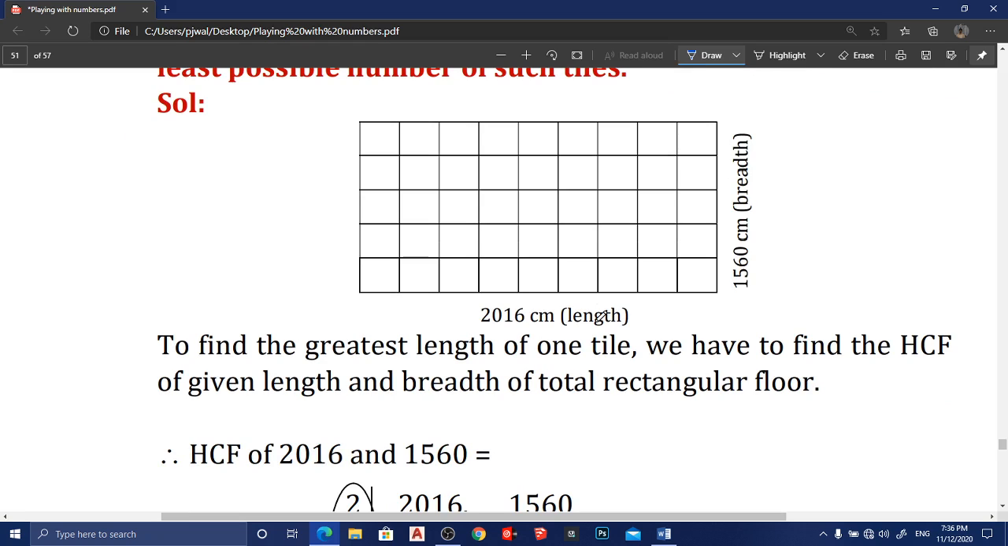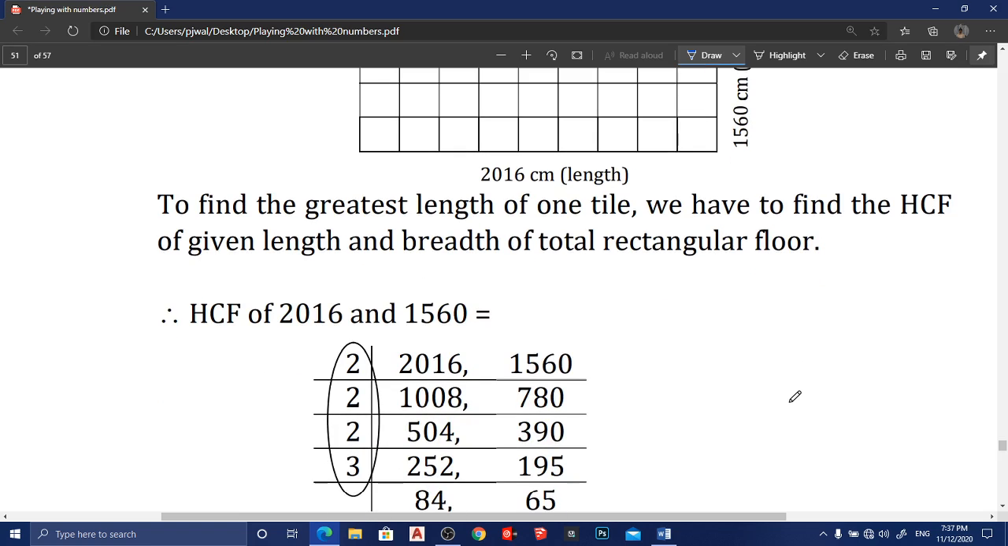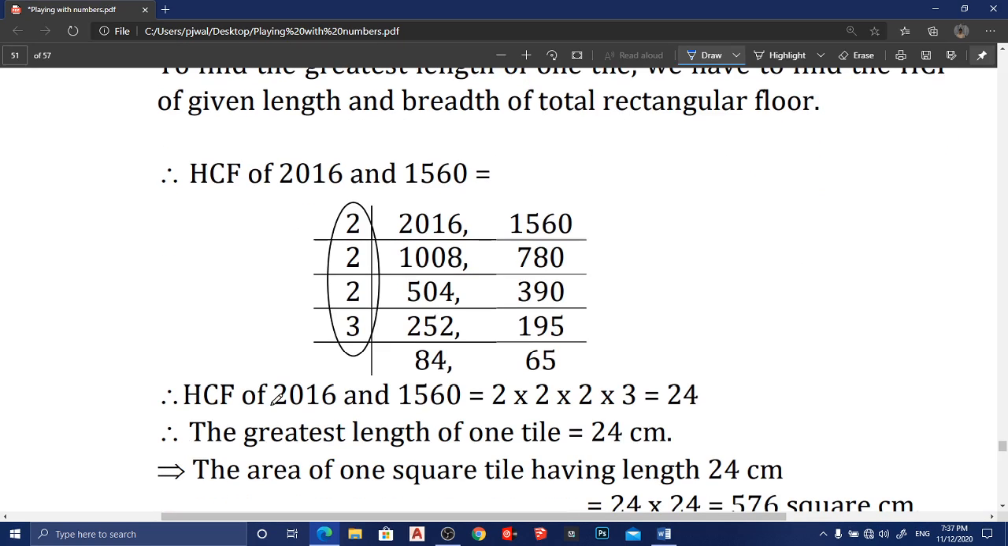Okay, to find the greatest length of one tile, we have to find the HCF of the given length and breadth of the rectangular floor. So finding out the HCF of 2016 and 1560. So 2 how many times maximum?